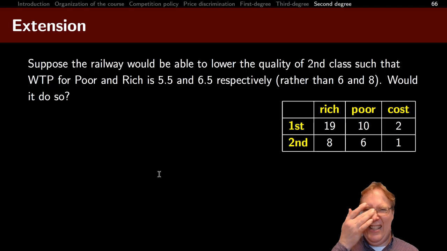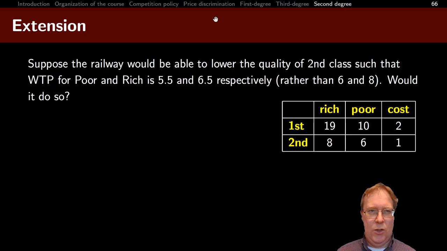Okay, you can actually take this analysis a bit further. That's where things get really interesting. Suppose that the railway, for whatever reason, in whatever way, would be able to lower the quality of second class. And it can do so in such a way that the new willingnesses to pay would be a bit lower. It can get rid of toilets or whatever, make it less comfortable. And then willingnesses to pay will also go down.